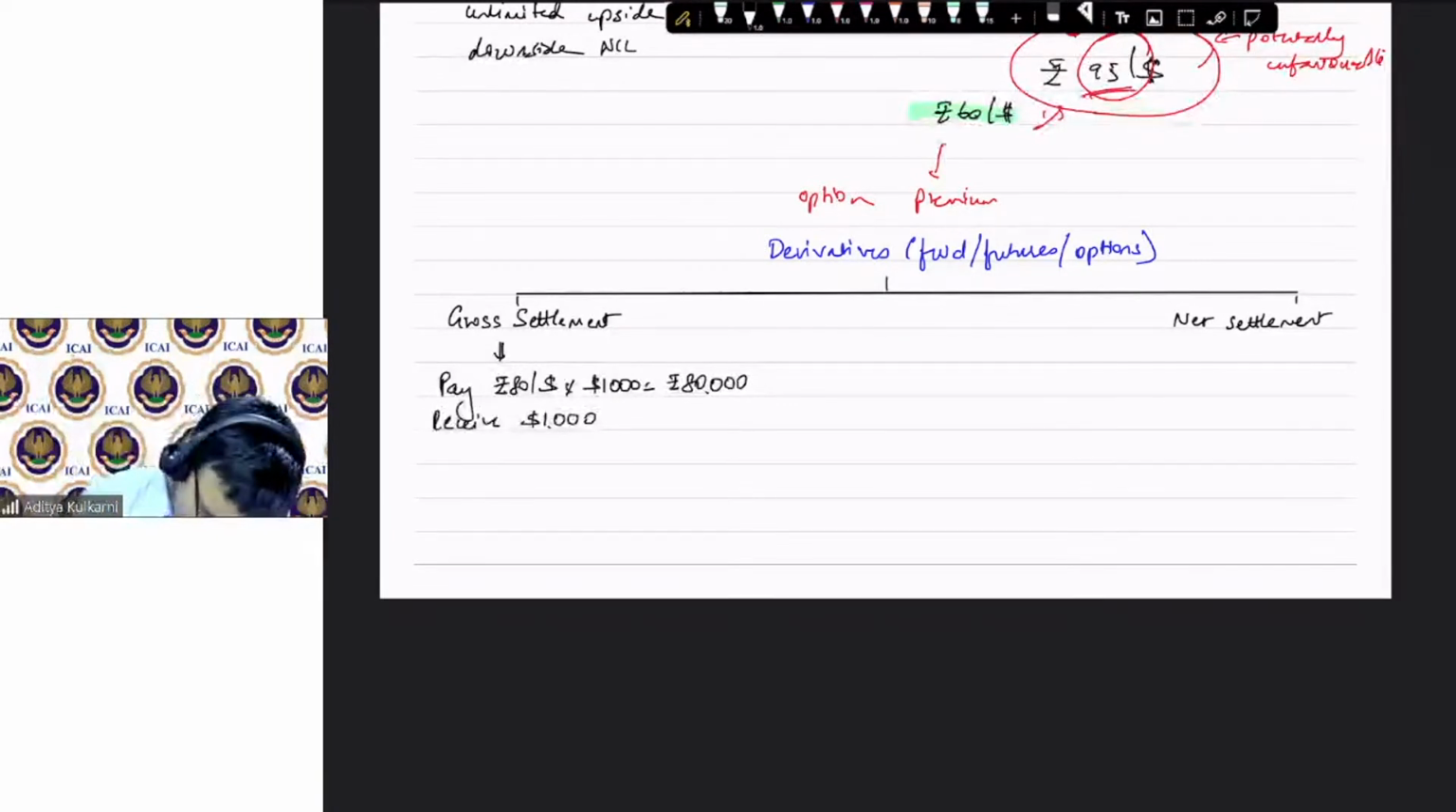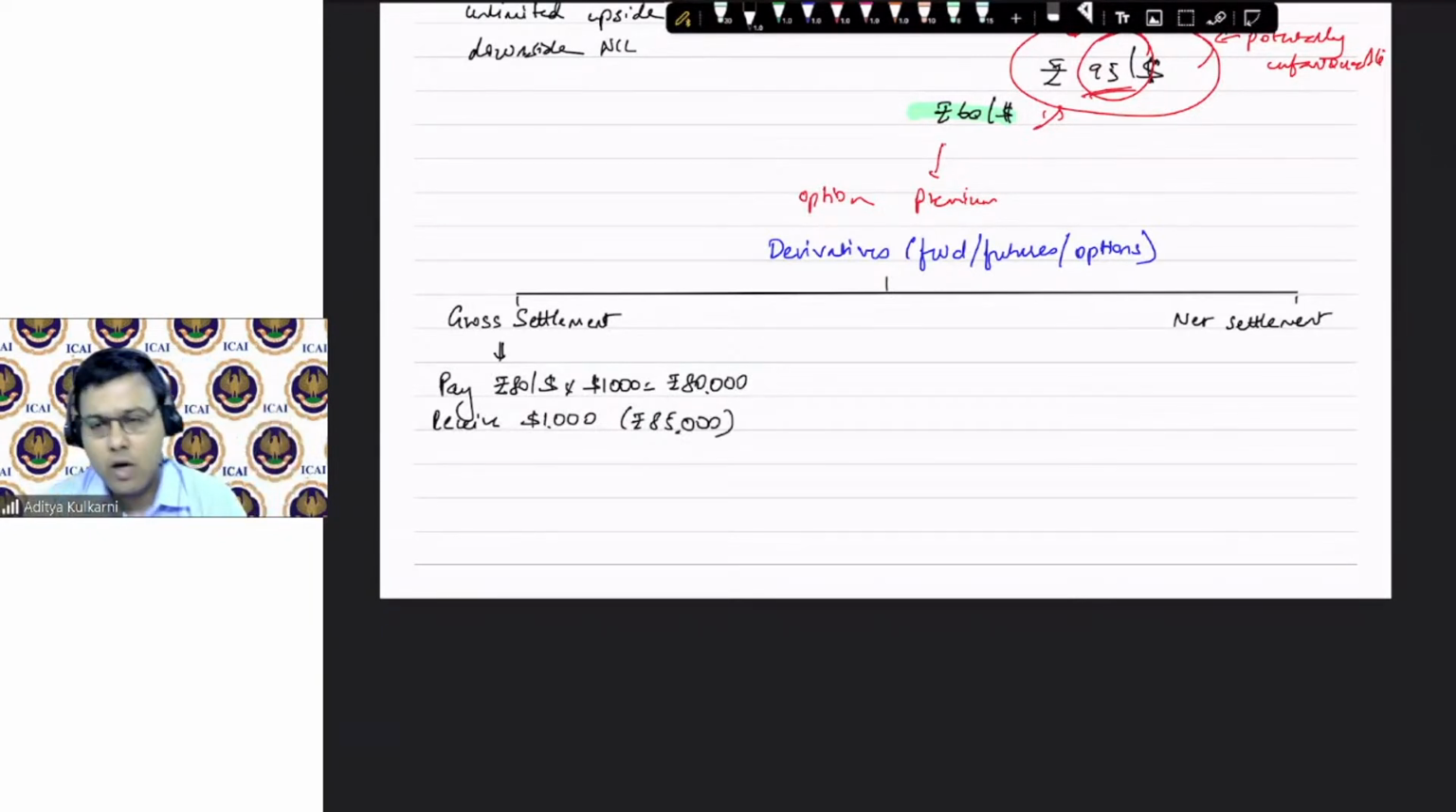So the worth of these $1,000, depending on the spot price at that date, could be, if it is 85 per dollar, then it could be rupees 85,000. Okay, this is only the worth, but because you entered into a forward contract, the price was frozen on the date when you entered into the forward contract. So you are paying 80,000, getting $1,000, but the value of that $1,000 in today's terms is 85,000 because of the exchange movement. So this is known as gross settlement.